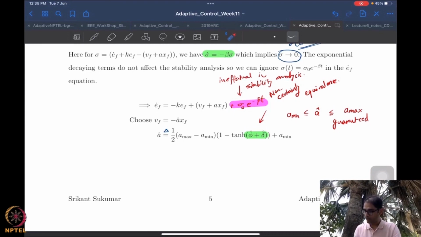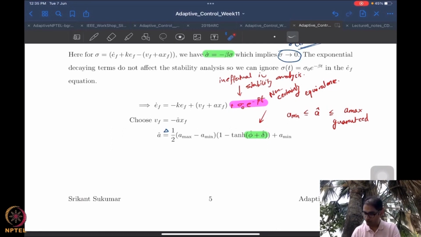Because of this sort of using A and phi hat, delta hat instead of adapting for phi hat, and so on, we don't have to worry about A remaining bounded, right?